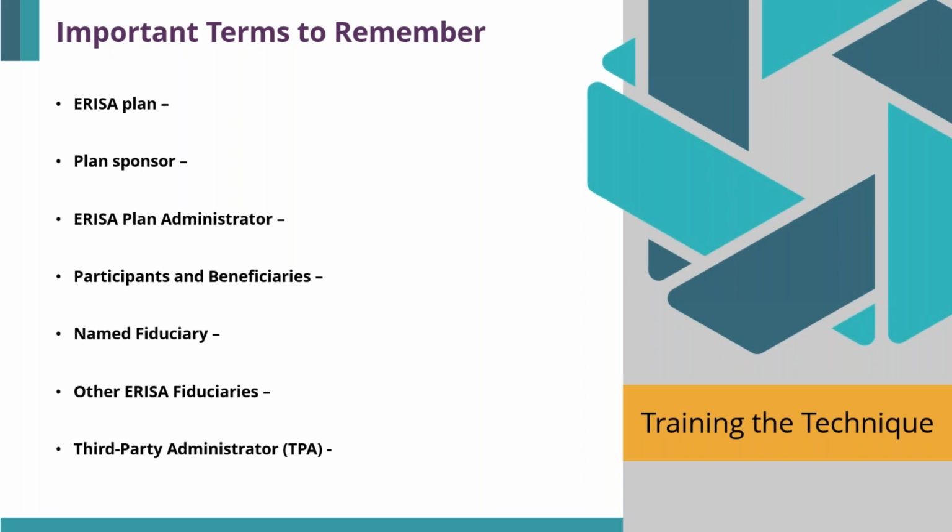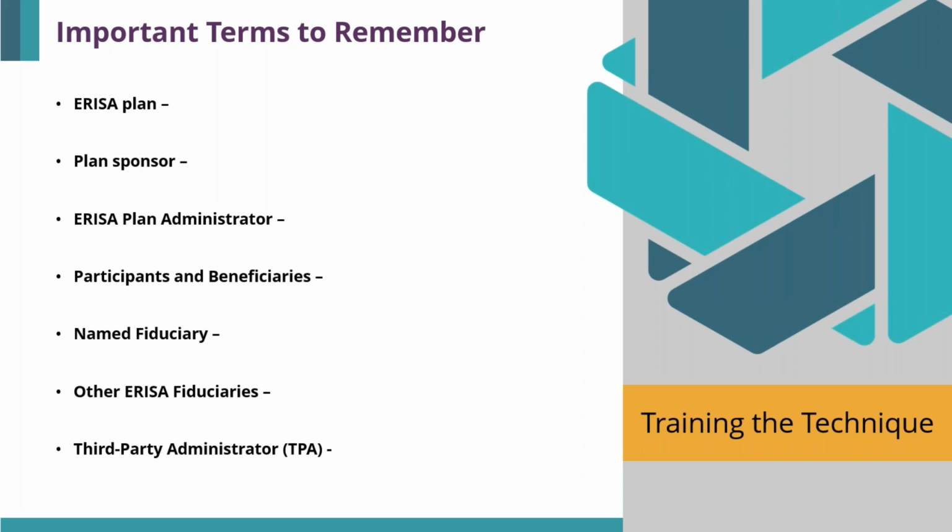ERISA plan administrator, that can be the employer, it can be an individual, it can be an insurance company. An ERISA plan administrator is extremely important because that is the fiduciary that determines claims and eligibility. So by being a plan administrator, you have complete fiduciary responsibility, which means you have discretionary authority under ERISA. Participants and beneficiaries, these are, again, employees, spouses, and dependents. Dependents, whoever is eligible to participate under the plan.